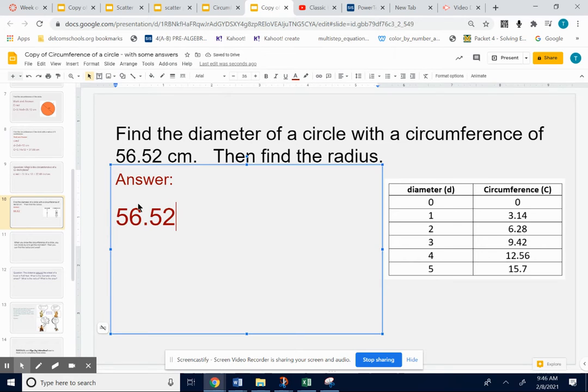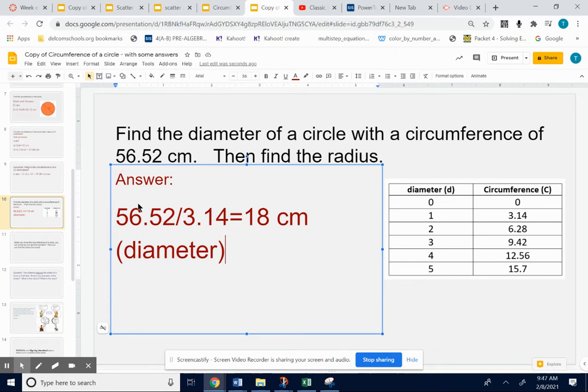divided by, I'm just going to use a slash, 3.14 gives me, using my calculator, I'm getting 18. So my diameter is 18 centimeters. That's my diameter. I just took the circumference divided by 3.14. That will give me the diameter.